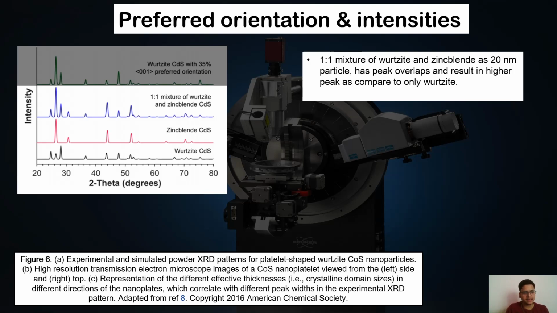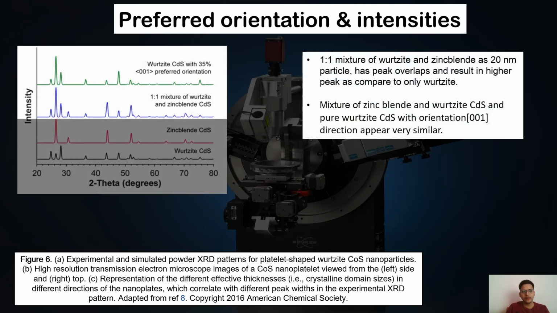And if there are some peaks that are on the same side, then those peaks will increase. So you can see that around and after 40 degrees, there are some peaks which actually enhance in the blue one. And similarly the second peak around 25 degrees is also increased in height. That's because they are in the same plane. Now if you imagine wurtzite CdS to have 001 preferred orientation, the peaks actually match that of the 1-1 mixture.